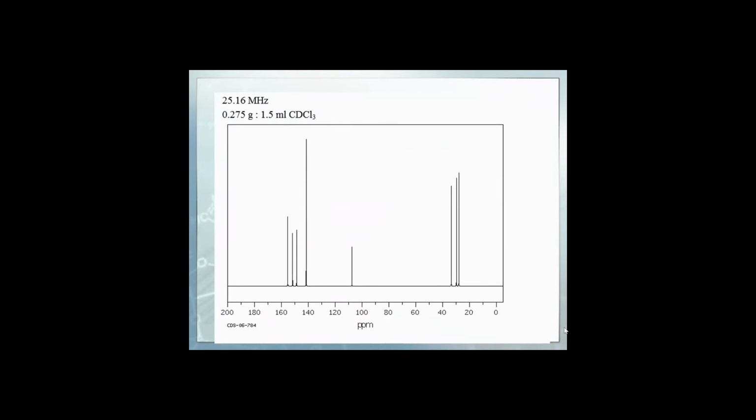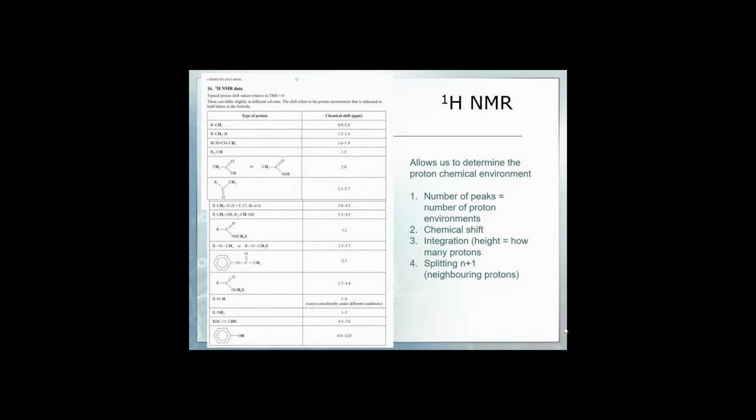Okay, and here is our carbon-13 NMR for our particular unknown. But we'll jump back to this one in a moment. We're going to go over our proton NMR first. Now this allows us to determine the proton chemical environments, just like you do for your carbon. And the number of peaks determines the number of proton environments you have. And the chemical shifts let you know what those particular protons are bonded near. And integration, the height of your peak, actually determines how many hydrogens you have in that particular environment.